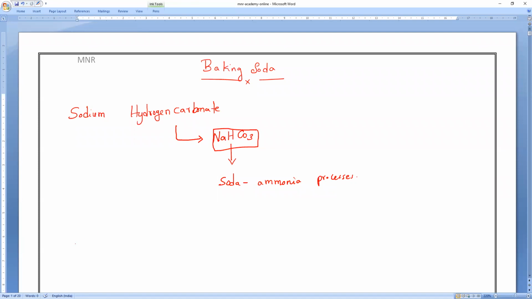what are the raw materials to manufacture this one, everybody? Sodium chloride reacting with ammonia plus water plus carbon dioxide. These many things will react. So what will be produced? Sodium hydrogen carbonate plus what are we going to get?